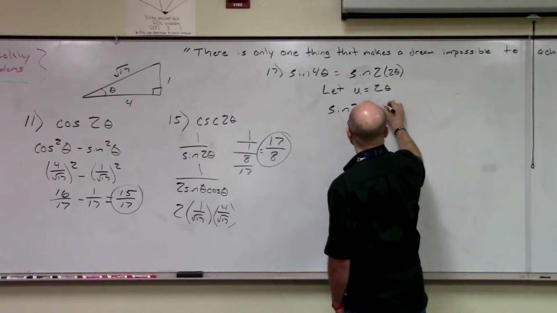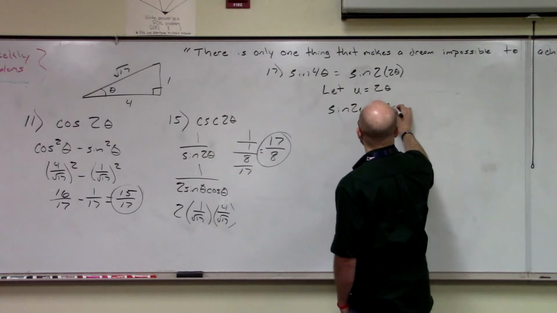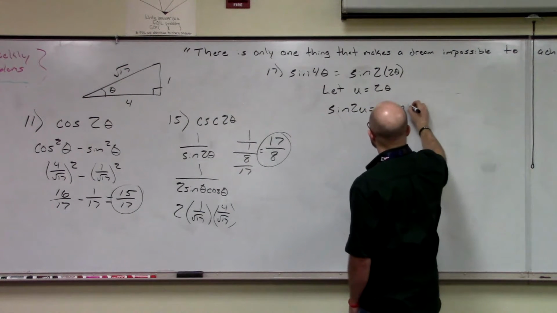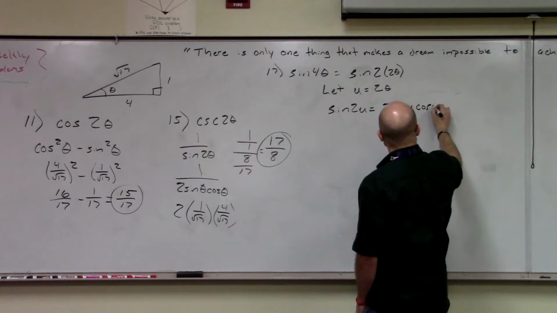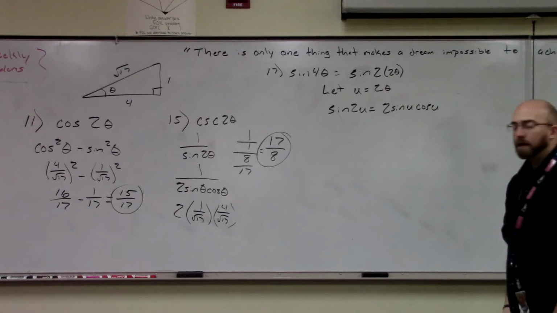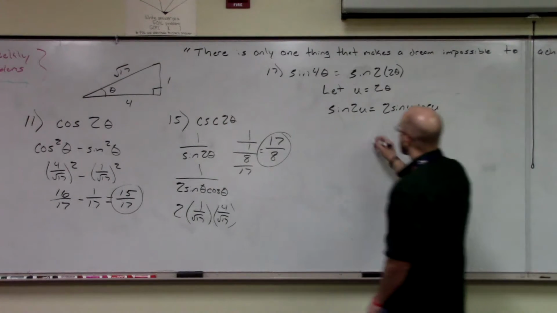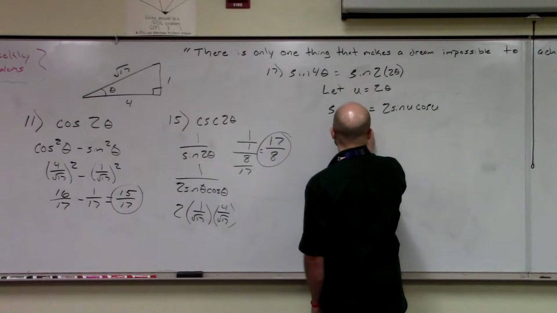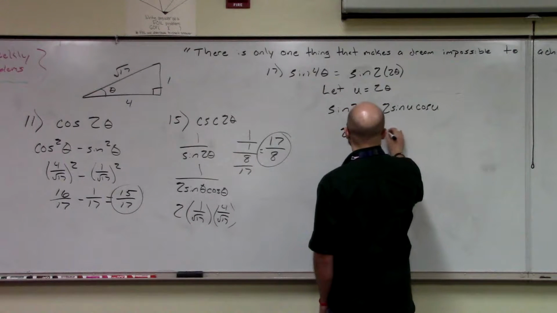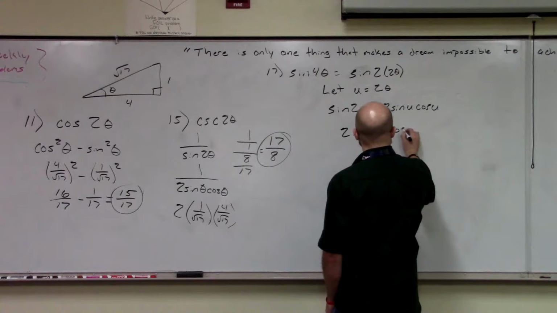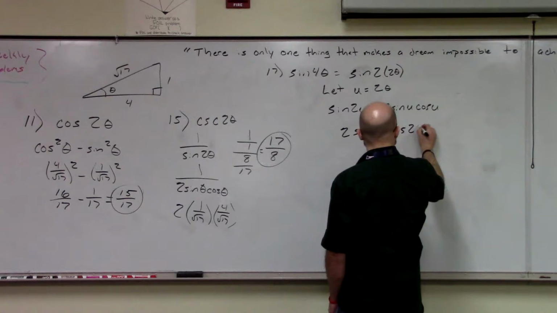So it's going to be 2 sine u cosine u. All right. Plug our u back in, so we get 2 sine 2 theta cosine 2 theta.